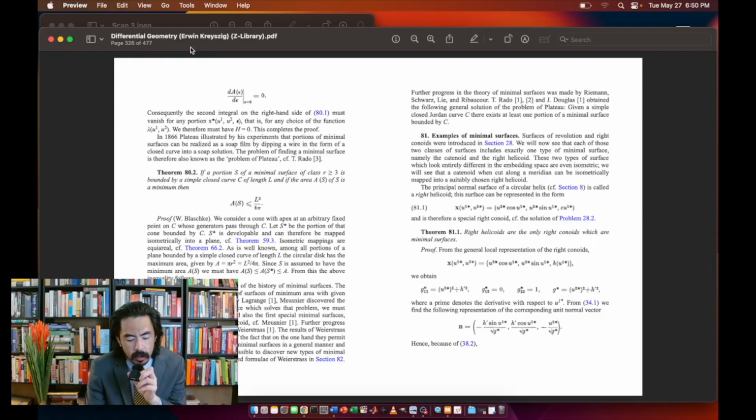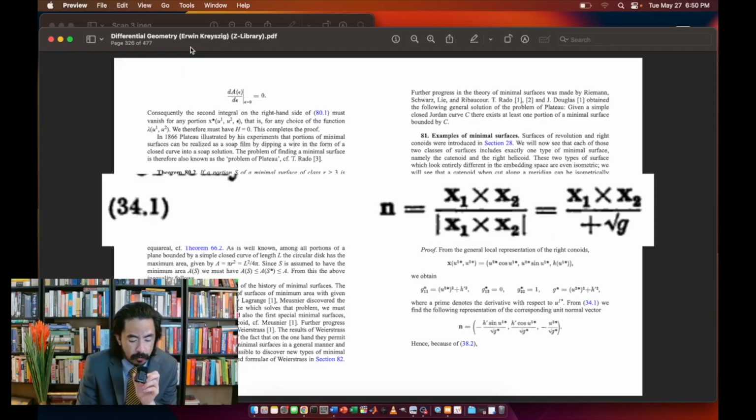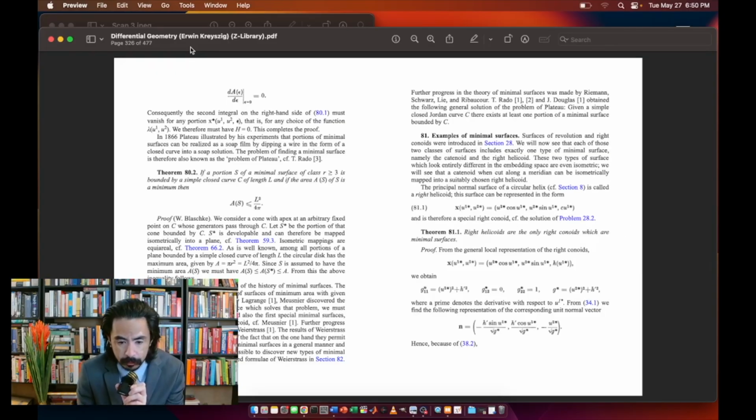Now, from expression 34.1, which is just the expression of a unit normal vector, namely, vector n is equal to a fraction with a numerator of vector x1 cross product with vector x2 all over a denominator of the magnitude of the cross product of x1 with x2. This is in turn equal to another fraction where the numerator is vector x1 cross product with x2 all over a denominator of the positive square root of g, being the discriminant of the first fundamental form. From this, we find the following representation of the corresponding unit normal vector.